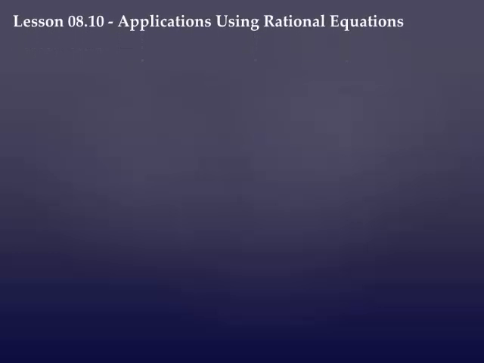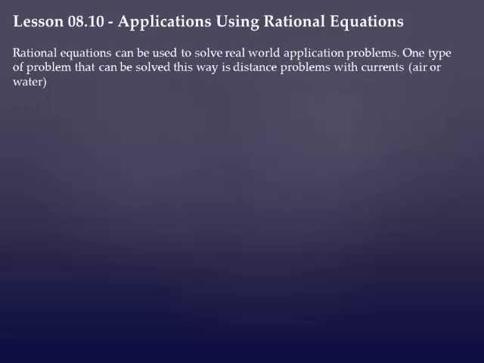Lesson 8.10, Applications Using Rational Expressions. So at this point, we have simplified rational expressions, we've added them, we've subtracted them, we've multiplied and divided them, and we've solved equations using rational equations. Now we need to solve real-world application problems.